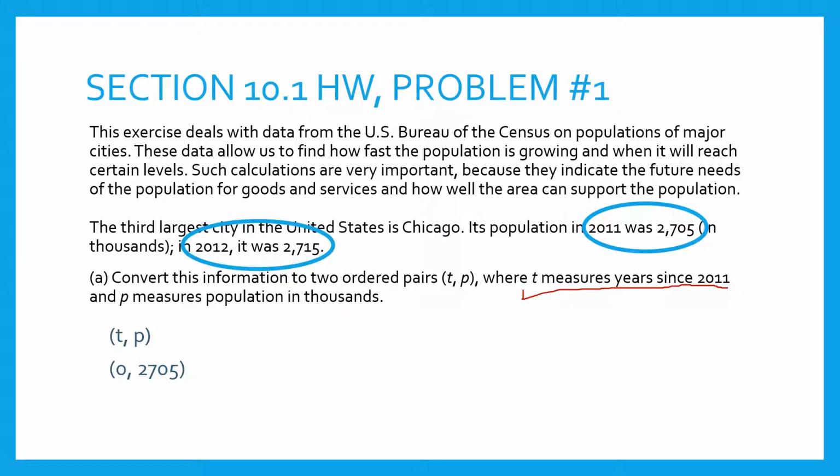Our next ordered pair is going to come from this information. It says in 2012, the population was 2,715. Again, T is the number of years since 2011. So how many years has it been since 2011? It has been 1 year. And again, for P, you just copy down the number. So it's going to be (1, 2,715). So there are 2 ordered pairs.